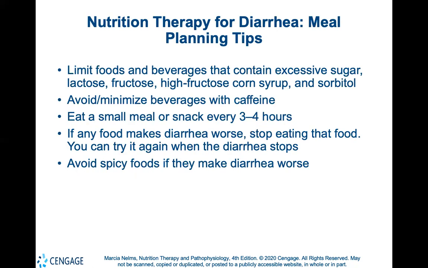Limit foods and beverages that contain excessive sugar, lactose, fructose, high fructose corn syrup. Avoid and minimize beverages with caffeine. Eat small meals or snacks every 3 to 4 hours. If any food makes diarrhea worse, stop eating that food. You can try it again after the diarrhea stops. Avoid spicy foods if it makes your diarrhea worse.